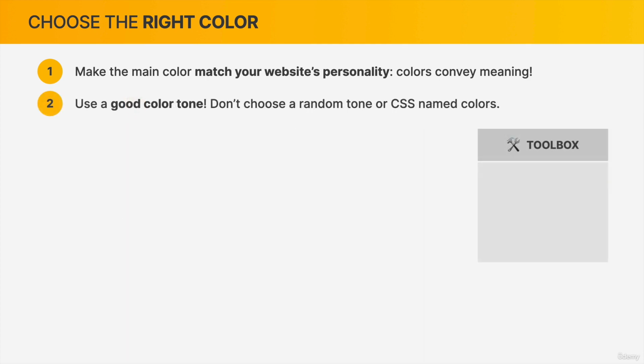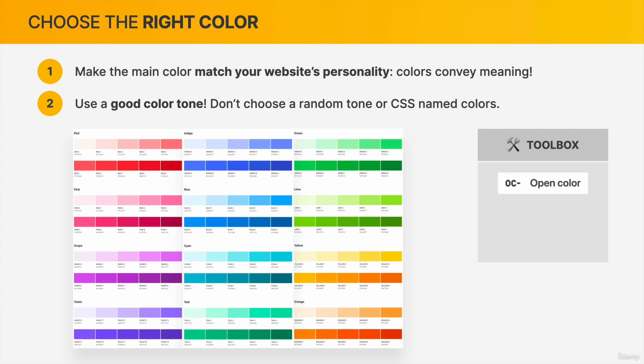Okay, and once you choose your base color, basically, you need to make sure that you use a good color tone. So for example, don't just go into your VS Code color picker and choose a random tone there, or even worse, use one of the CSS named colors. So instead, we have multiple tools that we can use for that. One of them is basically a list of colors, which is called Open Color, and these are great colors that have been carefully designed to build beautiful user interfaces. And again, the link for this tool is on my resources page, and actually we're going to use this in the next lecture for our project.